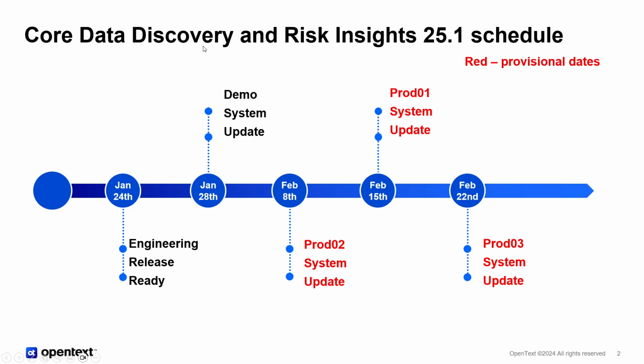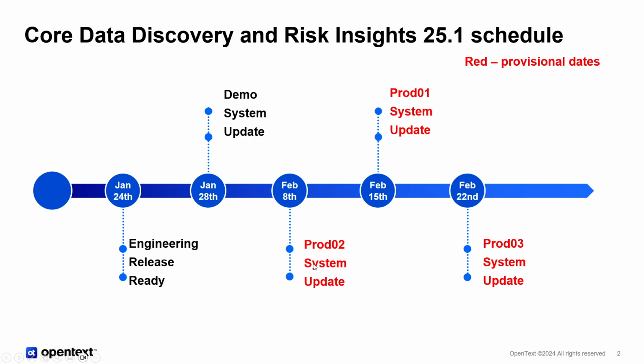Okay, we always start with the schedule. Core Data Discovery and Risk Insights, version 25.1. This is the first quarter release of calendar year 2025. It was released from engineering pretty much on time on January the 24th, and the demo system has now been updated. So everything that I'm talking about today, you will be able to see on the demonstration tenants. Going on from now, this will then be deployed on all the production instances.